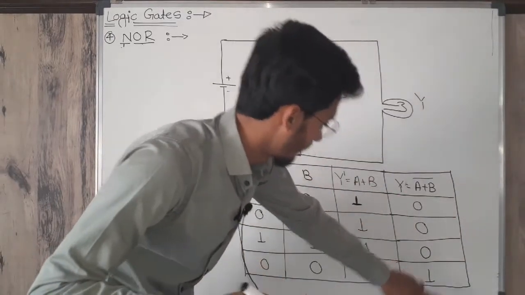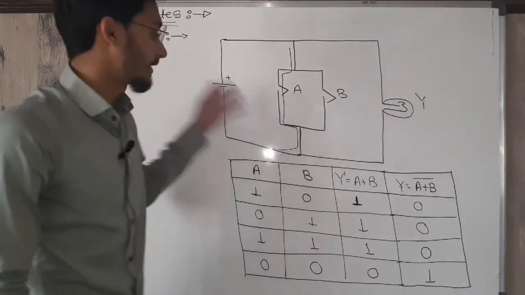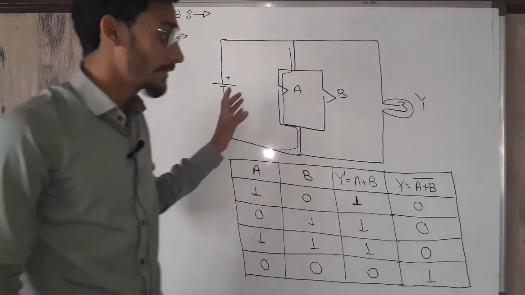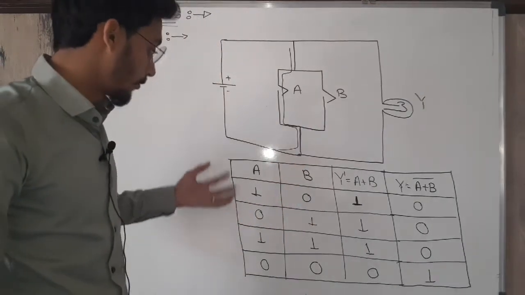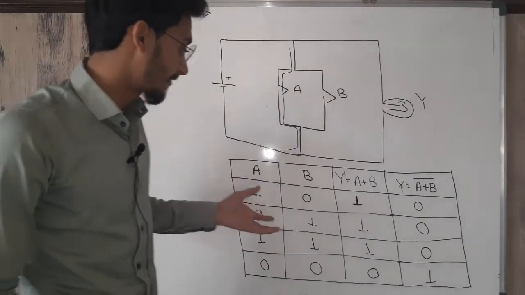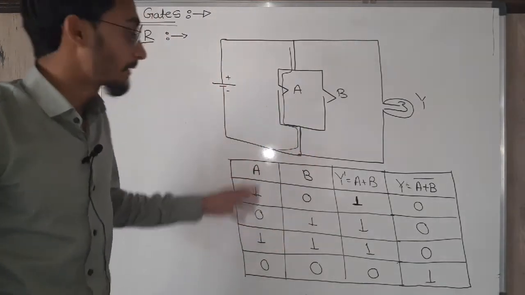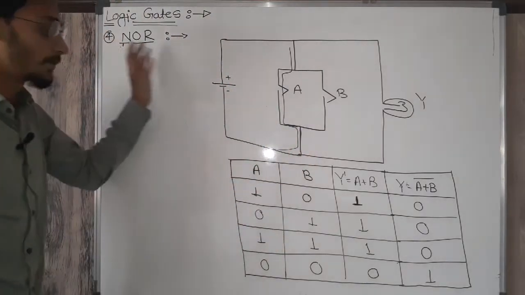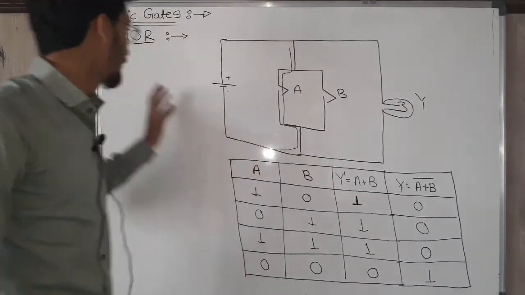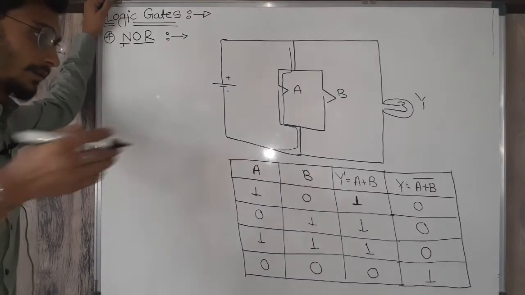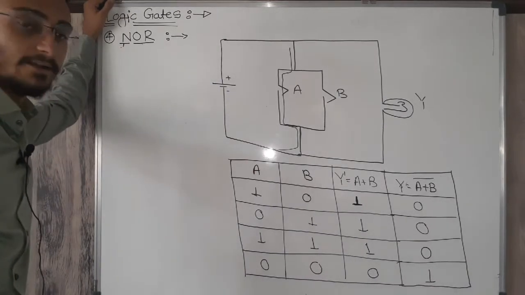Very simple. So you can compare this data with this circuit. I think you must watch my previous video, so you know well how to derive the data from a circuit. So that is the truth table and that is the circuit diagram for the NOR gate. Next is the fifth type of gate, the NAND gate.